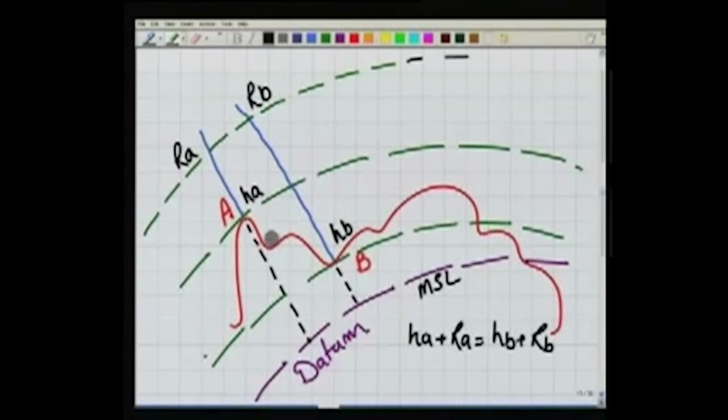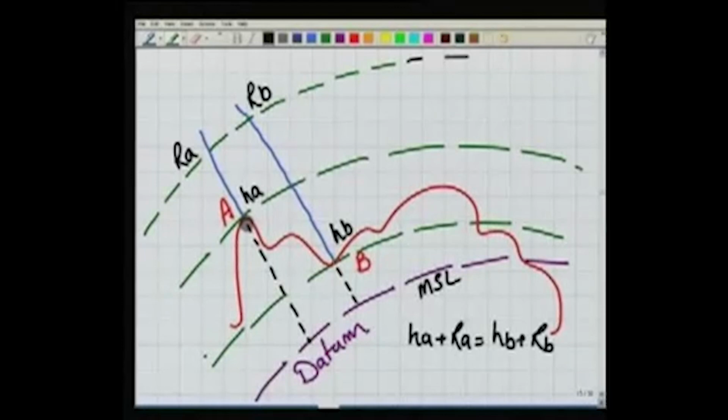Now this point A is at HA elevation from datum, its RL is HA, and for this point B, the RL is HB. Now what we are trying to do, let us say one of them is known and we want to determine the other. So if HA is known, we want to determine what HB is.